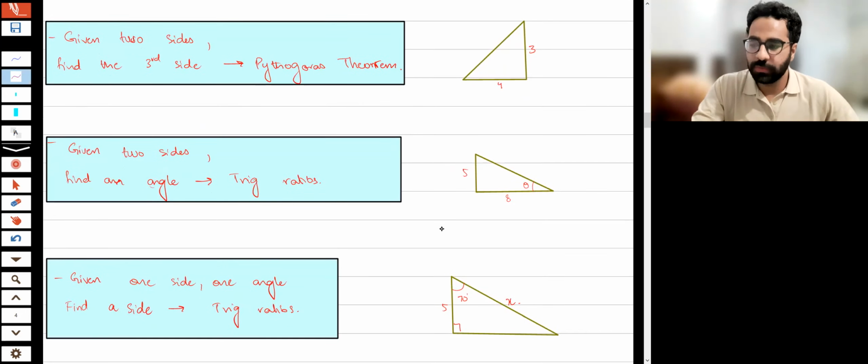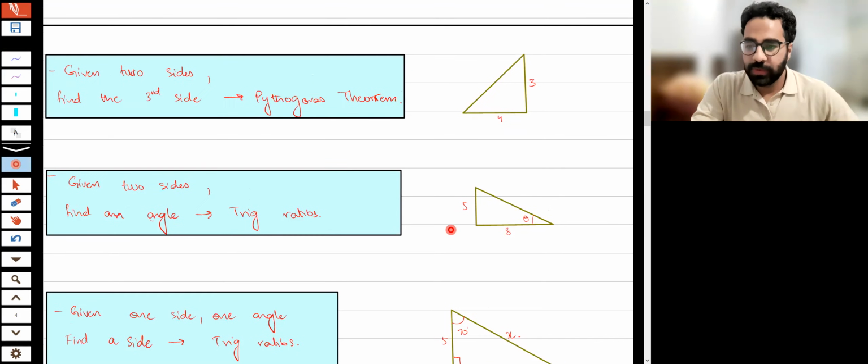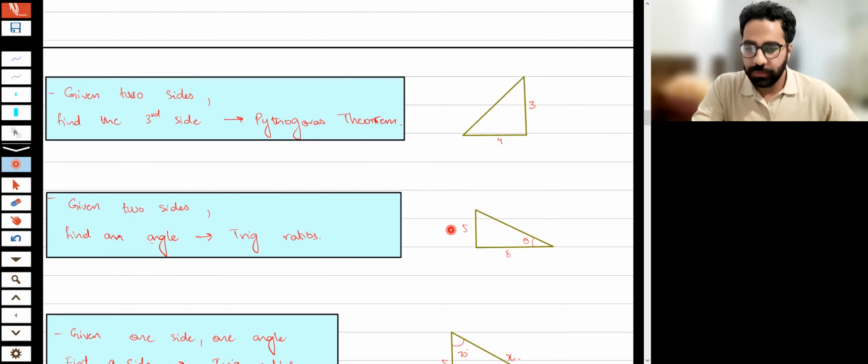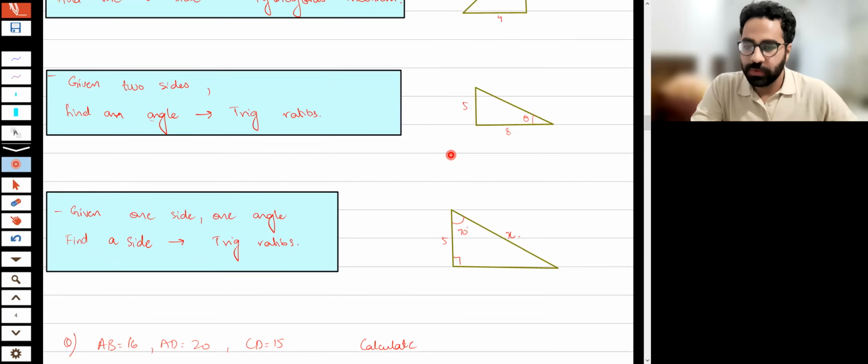Before doing those questions, there will be a mix of trigonometric ratios and the Pythagoras theorem, so there are a few things we need to understand. When do we apply the Pythagoras theorem? If I have been given two sides and I have to find the third side, I'll apply the Pythagoras theorem. When do we apply trigonometric ratios? When two sides are given and I have to find the angle, I'll apply the trigonometric ratios.